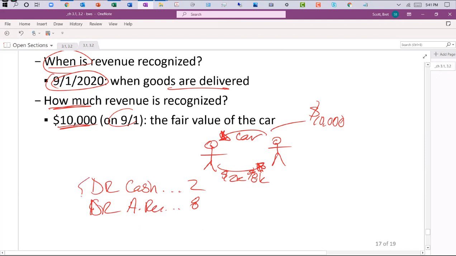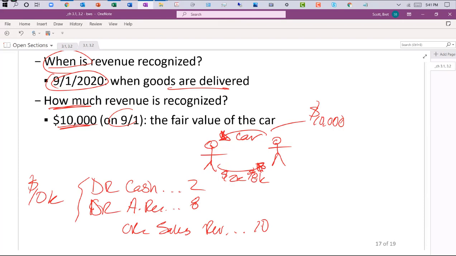So overall, what did the dealer get? The dealer got $10K worth of value and gave sales revenue $10K in value. Something's given, something's received. But at that time, that's a fair value that was exchanged. We need to keep track of both sides of things.